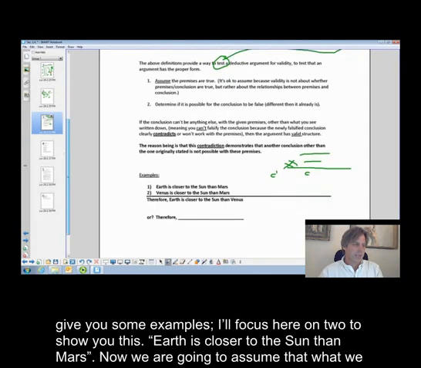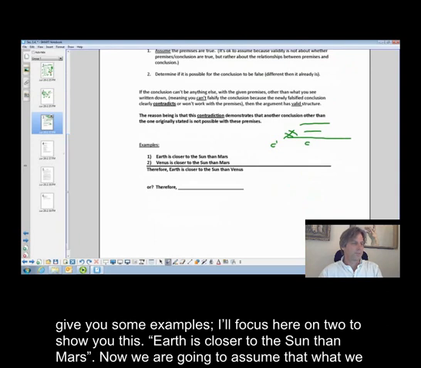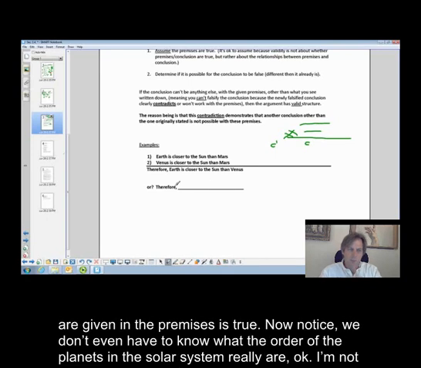This demonstrates that another conclusion other than the one originally stated is not possible. Let me give you some examples here. I'll focus on two here to show you this, okay? Earth is closer to the sun than Mars, okay? Now, we're going to assume that what we're given in the premises is true.